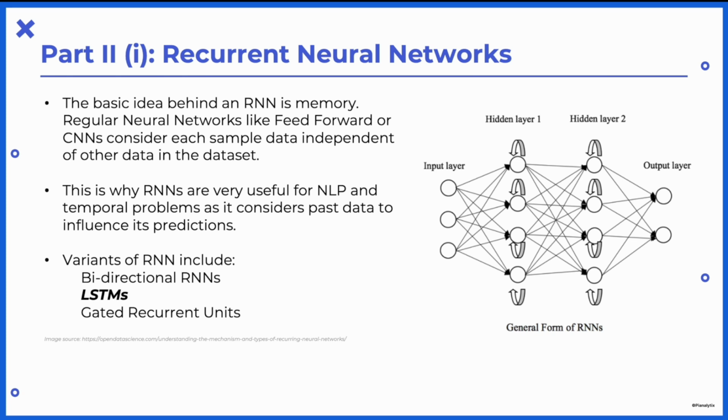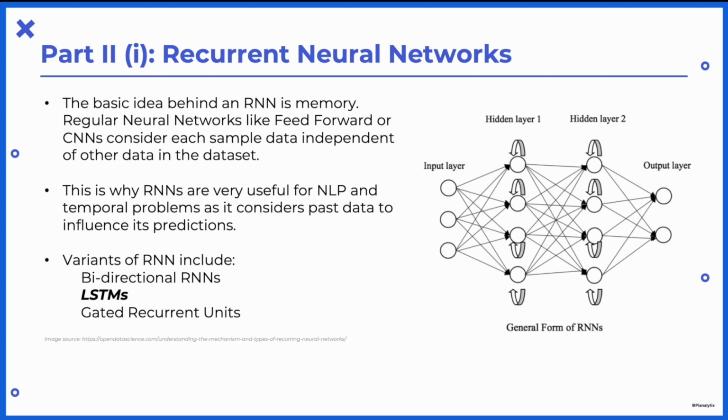All right. Let us see what are recurrent neural networks. The basic idea behind an RNN is memory. Regular neural networks like feed-forward or CNNs consider each sample data independent of other data in the dataset. This is why RNNs are very useful for natural language processing and temporal problems, as it considers past data to influence its predictions. Variants of RNN include bidirectional RNNs, LSTMs or long short-term memories, and gated recurrent units.